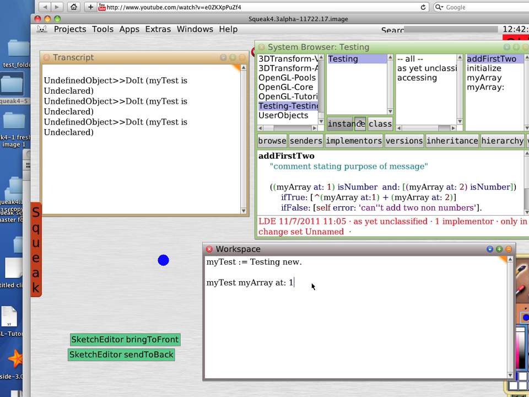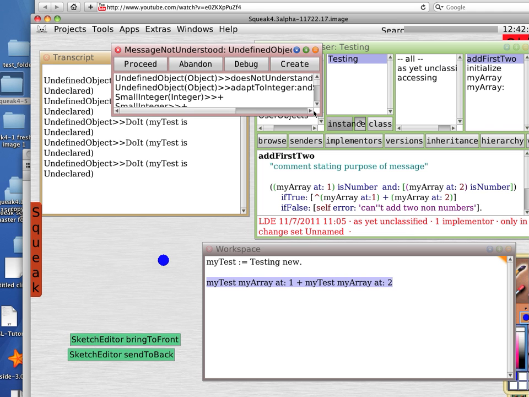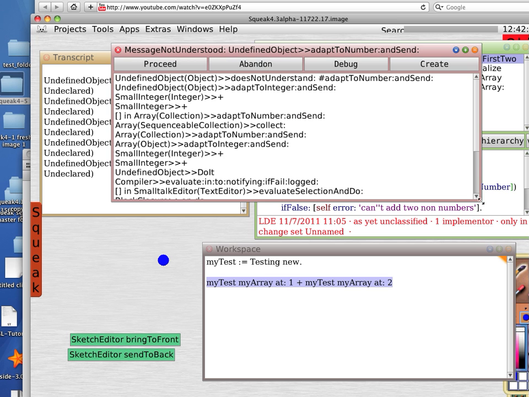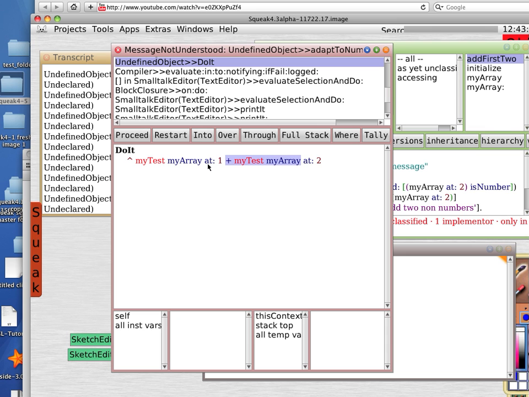Now I was trying to do this. At the very beginning I was saying my test array at 1 plus my test array at 2, and trying to get a value out of it. And it said message not understood. Well, let's look at this more carefully. Does not understand adaptToNumber, and send plus. The do it was attempting to do my array at 1 plus my array at 2, and it just didn't know what was going on. Why wouldn't it know what's going on?